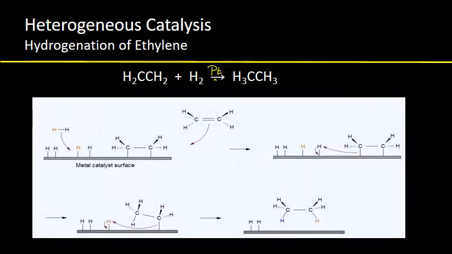What happens is you've got a metal surface here, and the ethylene comes in and gets near the surface. This double bond in here breaks, and it forms kind of a weak chemical bond to the metal surface here. And the hydrogen does the same thing.